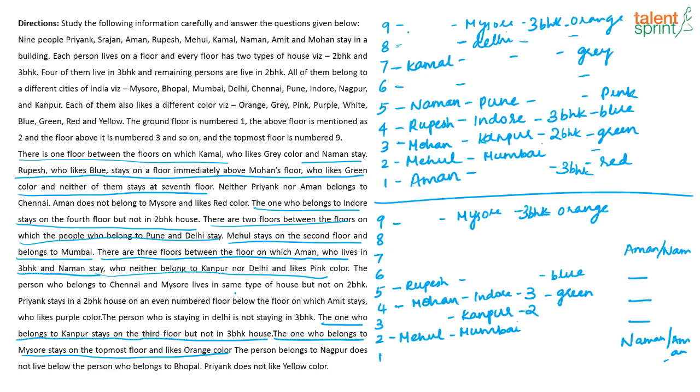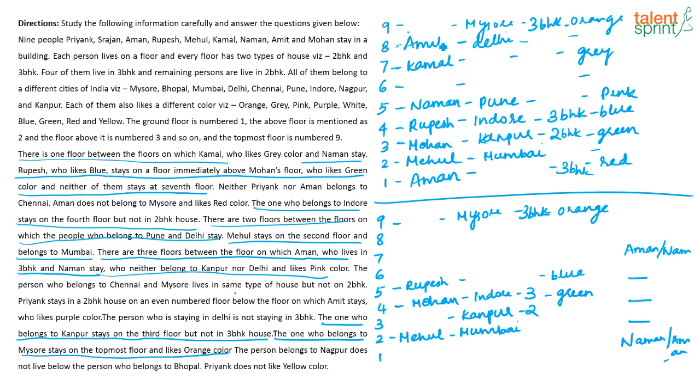Priyank stays in a 2 BHK house on an even numbered floor below the floor on which Amit stays, who likes purple color. So which are the even numbered floors that are pending? 6 and 8 are pending. Okay, and it is given that Priyank likes which color? Priyank likes purple color, and Priyank is staying on an even numbered floor below Amit, and Amit likes purple color, right? So obviously which has to be Amit?